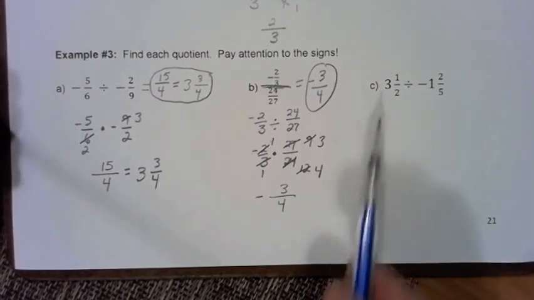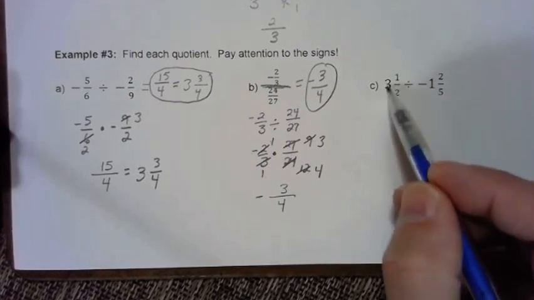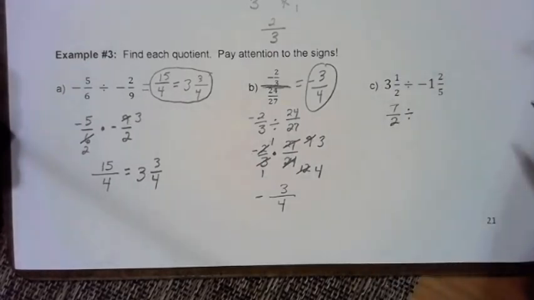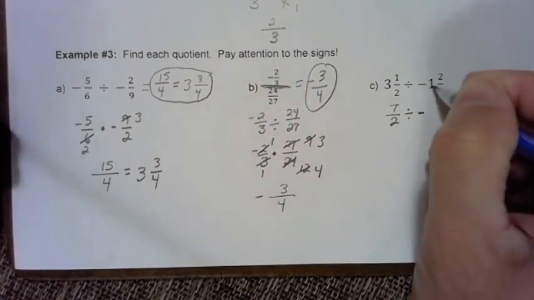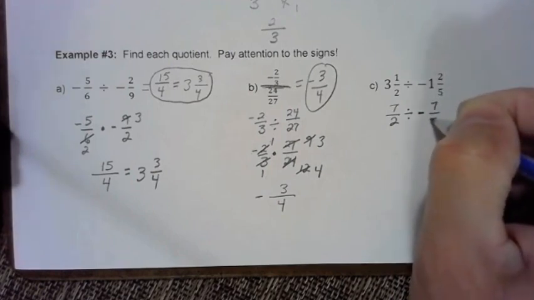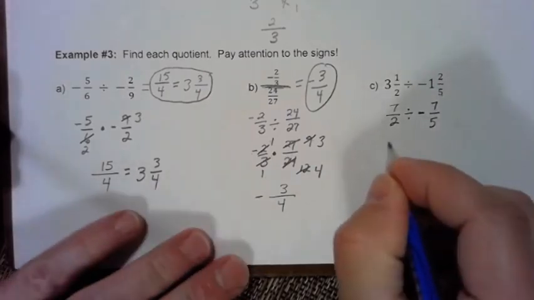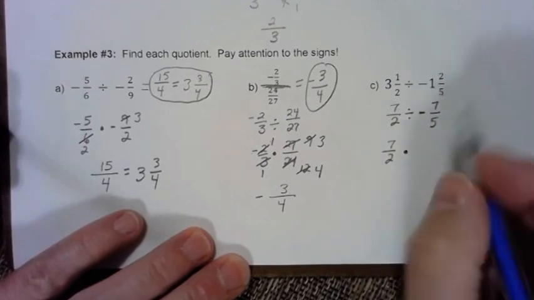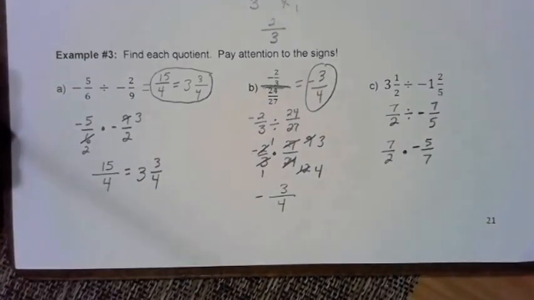Finally, in example C, we've got some mixed numbers. Again, working with mixed numbers, the first thing we're going to do is change them into fractions. 3 1/2: 2 times 3 is 6 plus 1 is 7, so that's 7/2, divided by negative 1 2/5. That's going to be negative: 5 times 1 is 5 plus 2 is 7, so that's negative 7/5. Let's now multiply by the reciprocal. 7/2 is unchanged. And we'll multiply by negative 7/5's reciprocal, which is negative 5/7. Now we'll see if we can simplify.